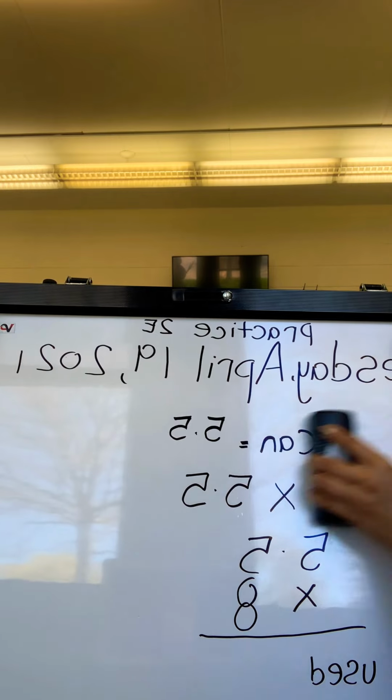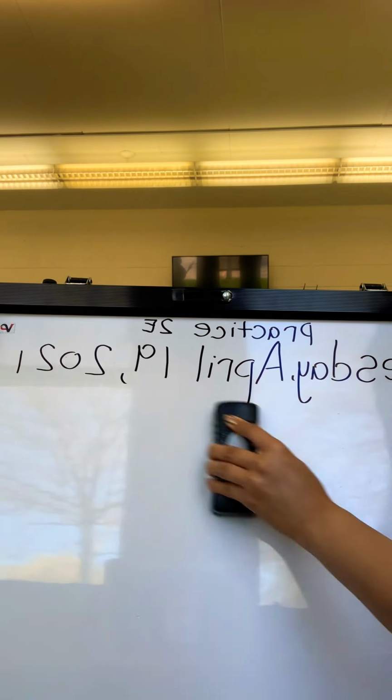Okay, question 2. Question 2 says, Mrs. Bates weighs 47.6 kg. She is 4 times as heavy as her daughter. What is her daughter's weight?